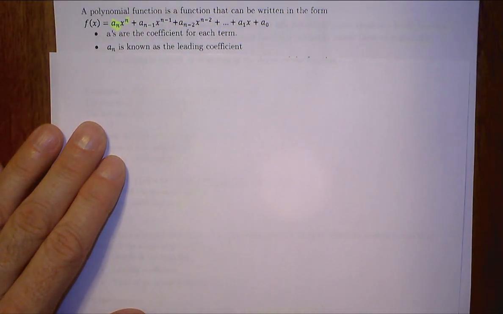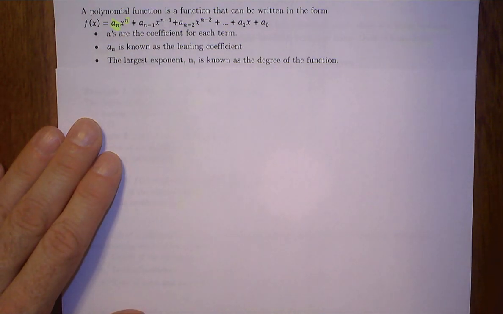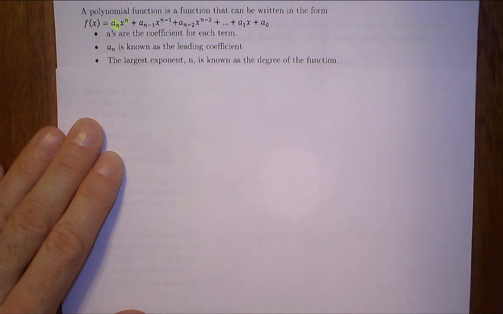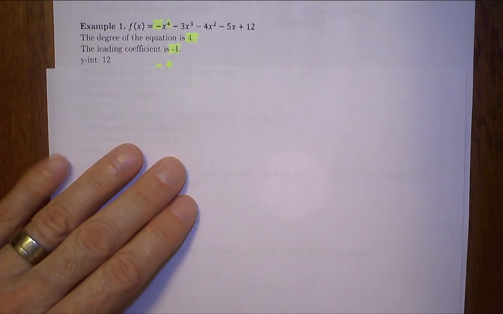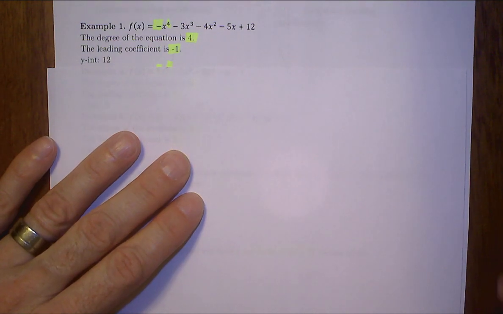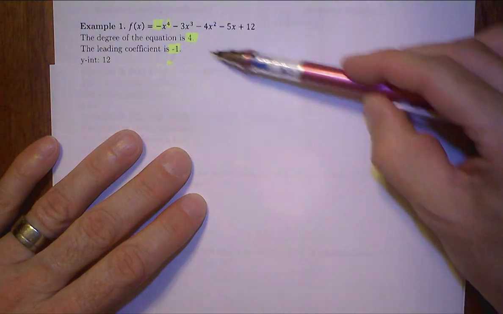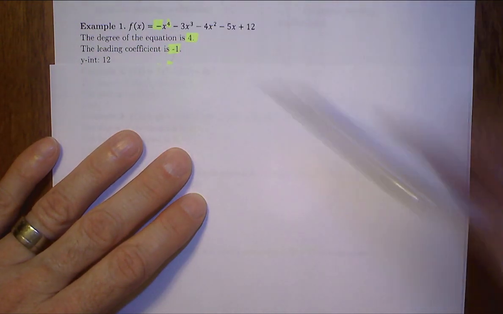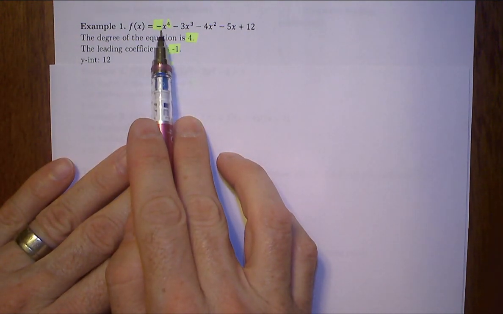So this is known as the leading coefficient, really important to pick out when graphing a polynomial function. The largest exponent is known as n, and this is the degree of the function. The degree of the function is really important in determining shape. So, for example, when we take a look here, I'm just going to pick out some items that I know. The degree of the polynomial is the highest degree, so it's 4. The leading coefficient is negative 1.